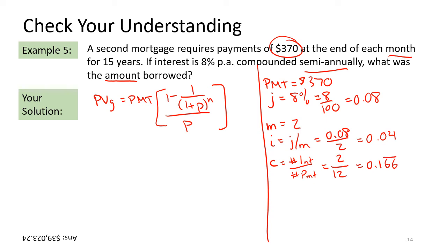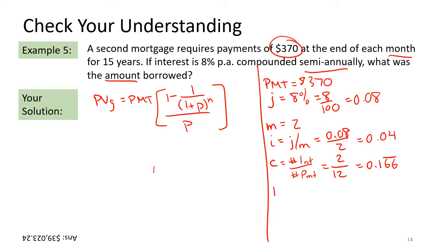So you'll start to see patterns emerge for this ratio, because there's only so many different combinations you can have. Monthly and semi-annually, monthly and quarterly, quarterly and semi-annually. There's only so many ratios you can have. So you'll start to see that this number has common numbers, depending on what the 2 compounding frequencies are.